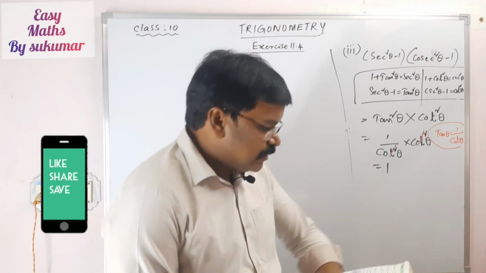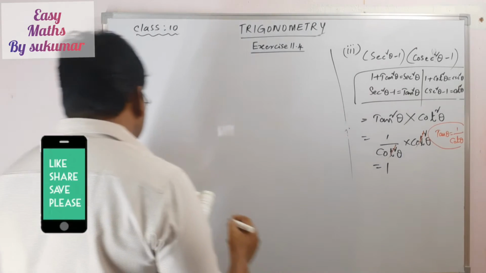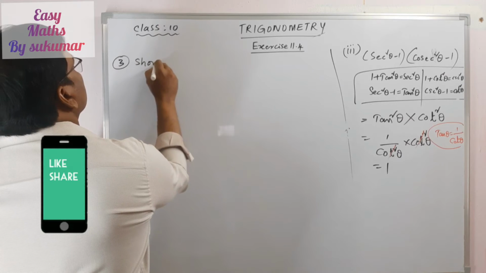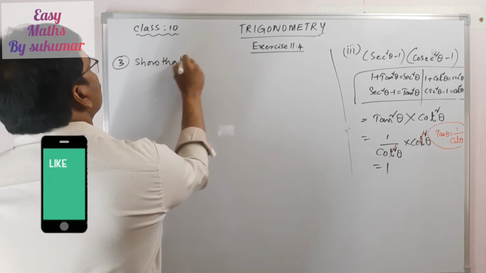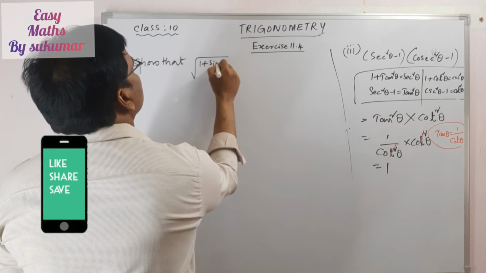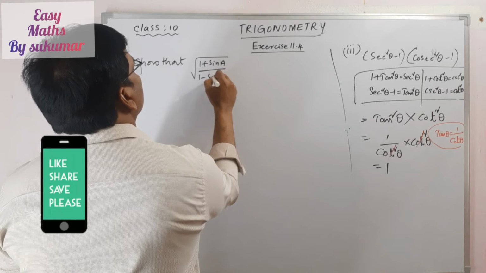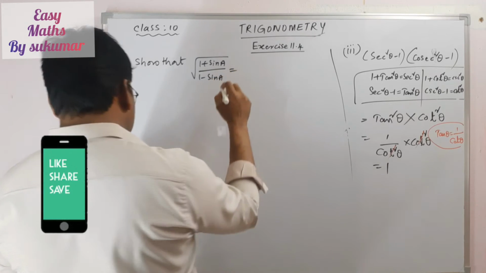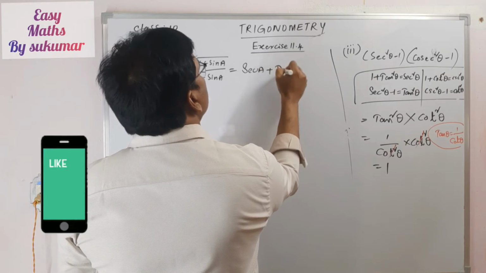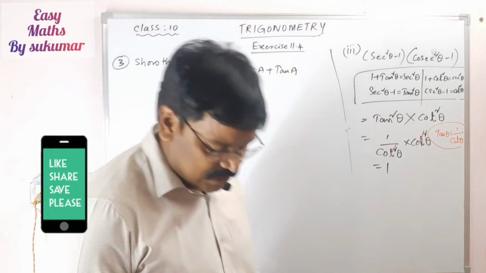What is the third sum here in this exercise 11.4? Show that root of 1 plus sin A by 1 minus sin A is equal to secant A plus tan A.